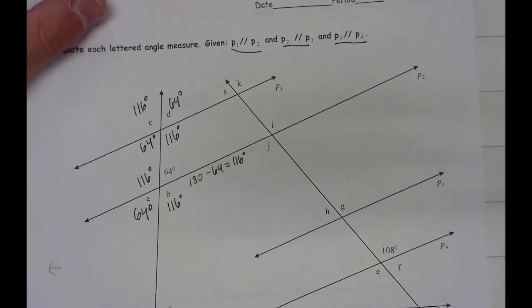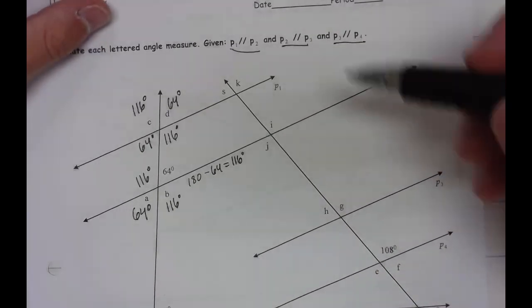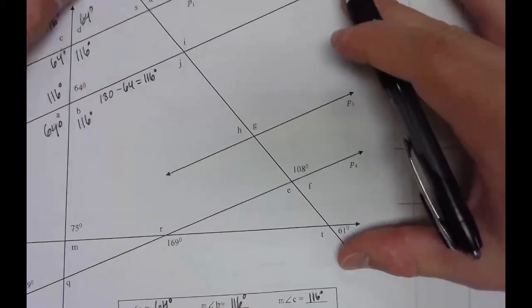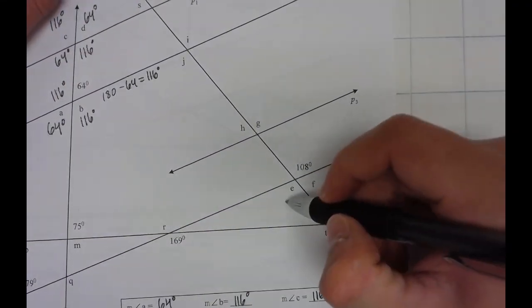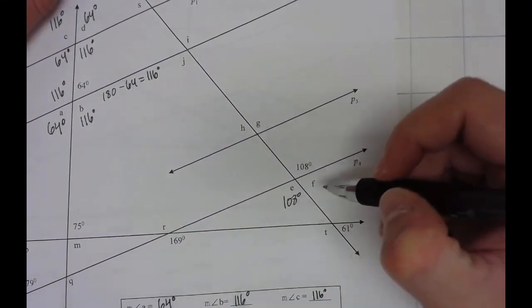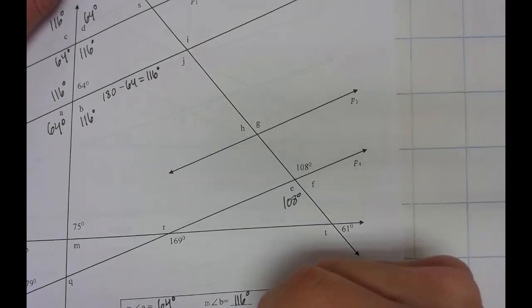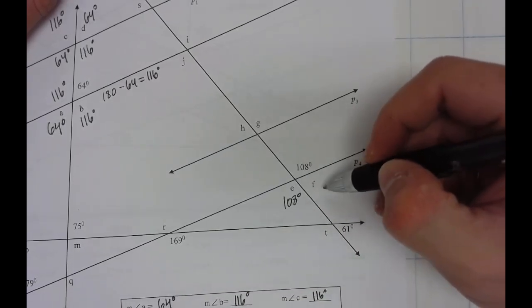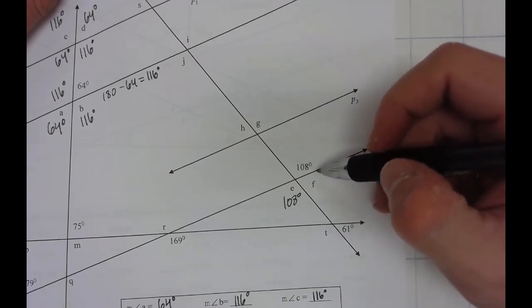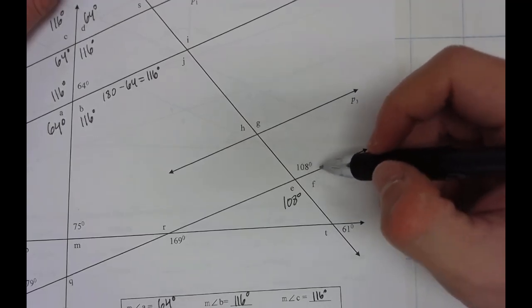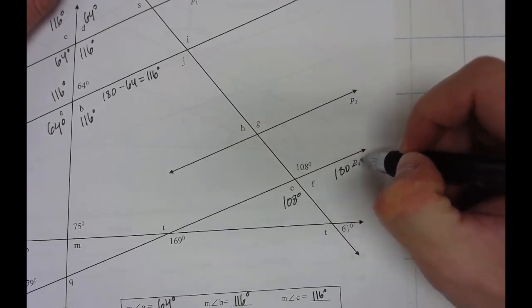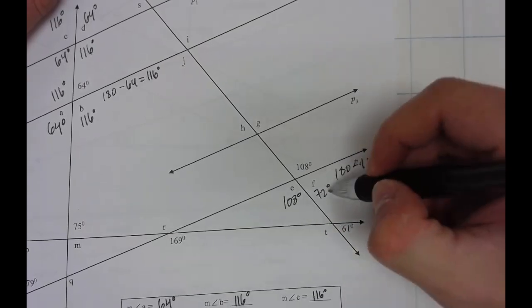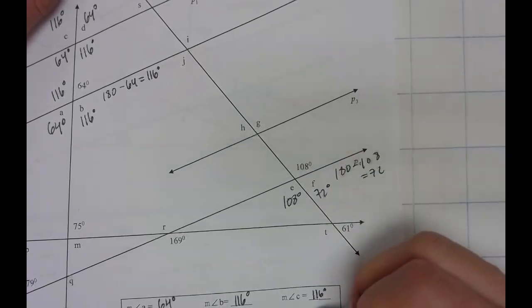Okay, and now I'm looking for, let's see, letter E. Letter E is all the way over here. So I'm going to change my focus all the way over here for letter E. E is vertical to 108, so I know it must be 108 degrees. I see that F is supplementary. It forms a linear pair with 108, so 180 degrees minus 108 is 72, so that means angle F must be 72 degrees.